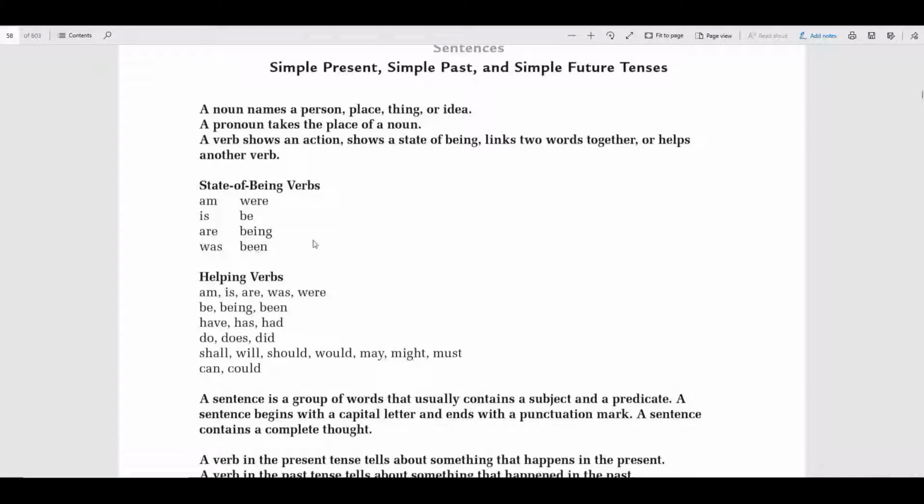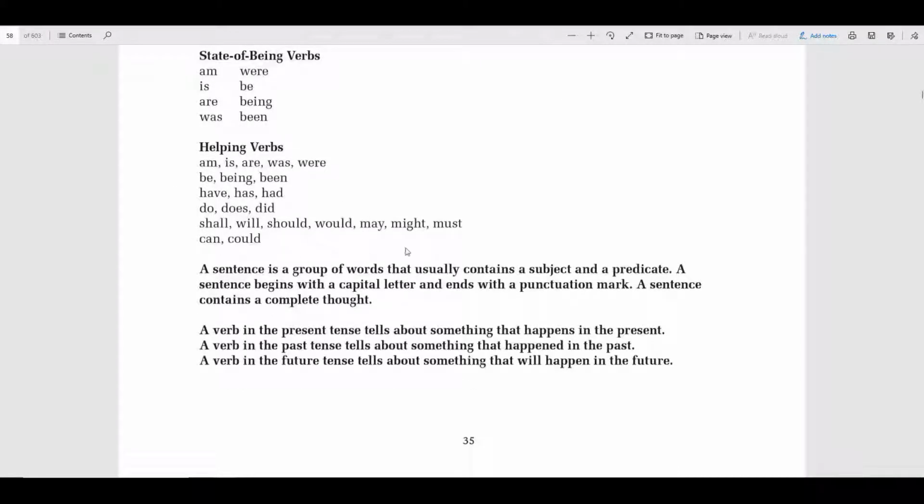It links two words together or helps another verb. Here are our state of being verbs: am, is, are, was, were, be, being, been. Here are our helping verbs. Remember, these come before an action verb, like am helping, is running, are cooking, was sleeping, whatever. These are helping verbs. They come before action verbs.